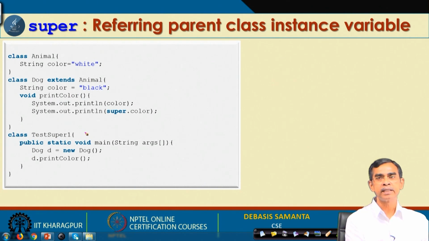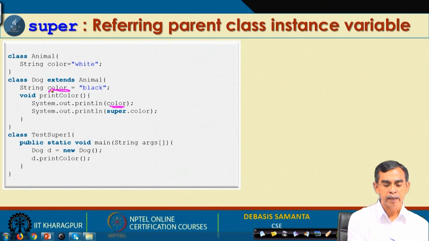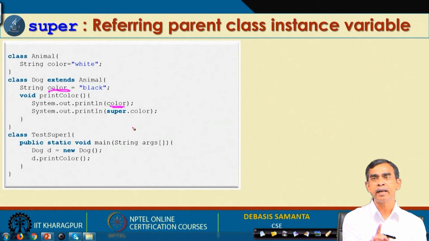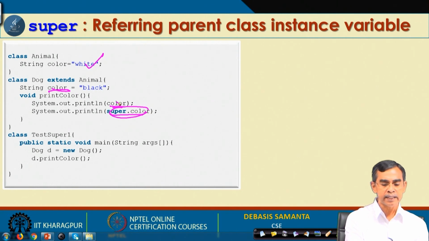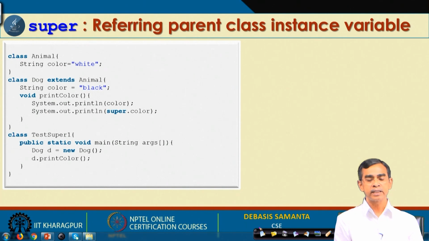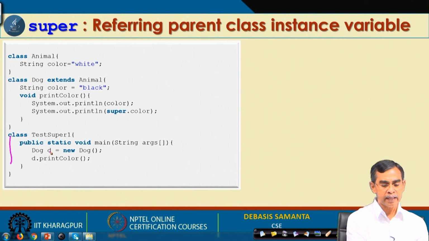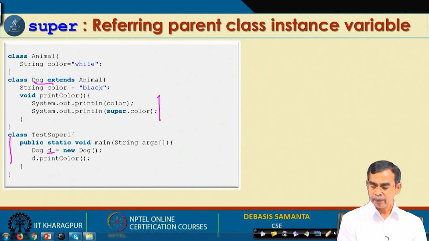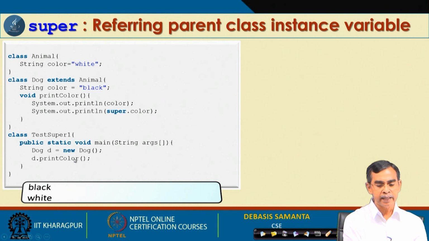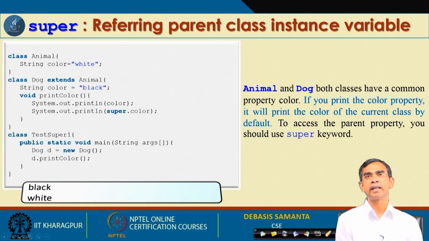Now, in the printColor method, which is a new method in the class Dog, if we refer to color, then it refers to this color. But if we want to mention the color which belongs to the super, then we should write super.color. So, super.color will refer to this value, whereas color will refer to this one. Now, this is the main program. Here D is an object of this class, and we call D.printColor, and whenever we call it, it will show the output which looks like this. The first printed color is black, and then the super color is white. So, these are the two outputs. This is the concept that the super keyword is used to reference the parent class instance variable.